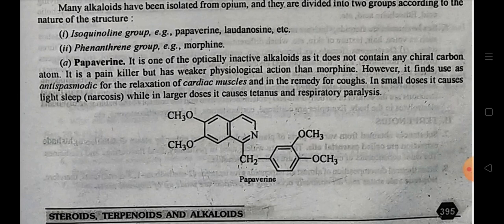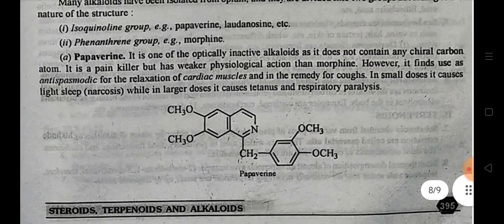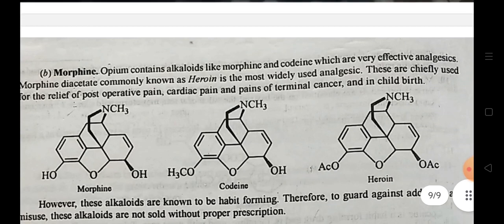Papaverine. It is one of the optically inactive alkaloids and it does not contain any chiral carbon atom. It is a painkiller but has weaker physiological action than morphine. However, it finds use as antispasmodic for the relaxation of cardiac muscles and in the remedy for cough. In small doses, it causes light sleep, narcosis, while in larger doses it causes tetanus and respiratory paralysis.